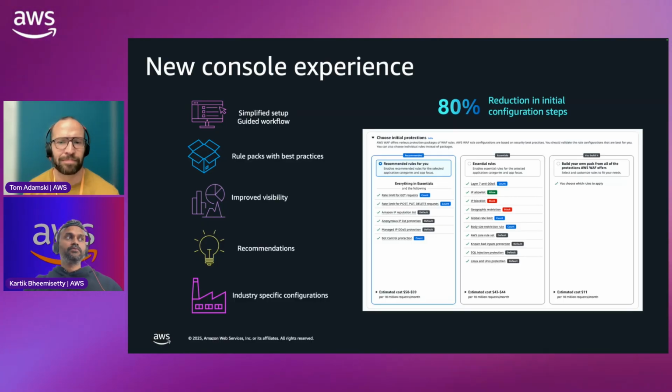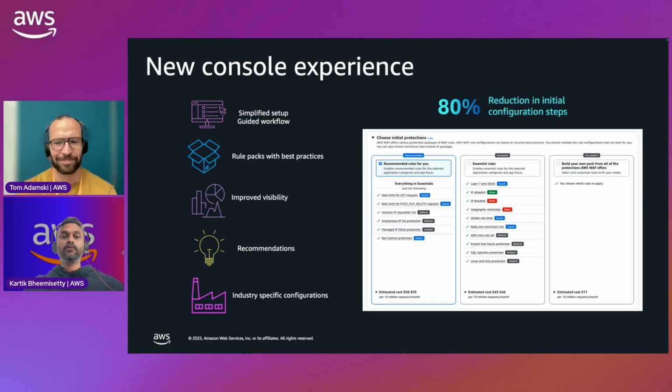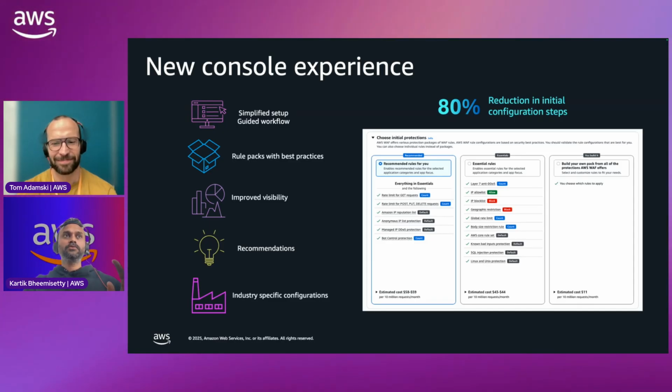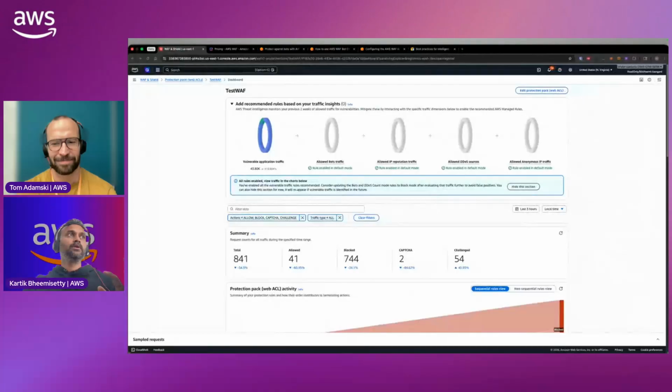And then we have improved visibility, and it also gives recommendations based on the analyzed traffic, such as whether you're using the latest managed rules or not. Most of them are actionable, and you can quickly reduce attacks on your application. So let's do a small overview of the console.